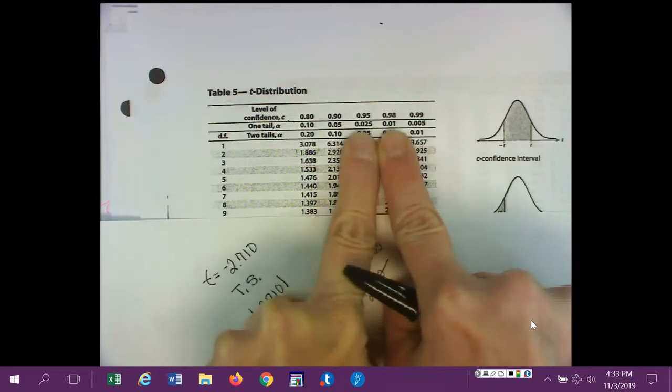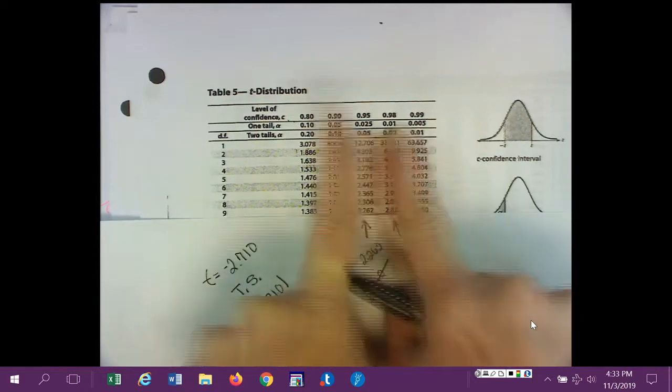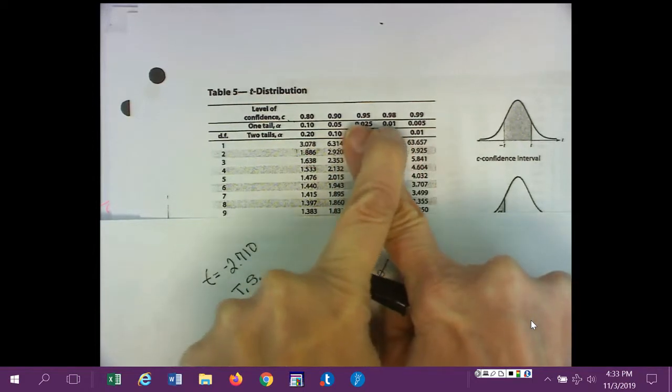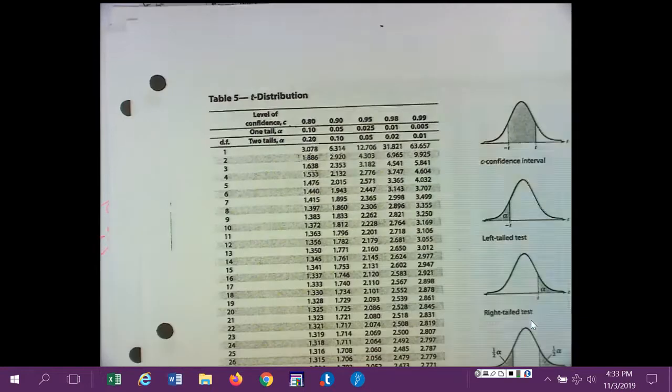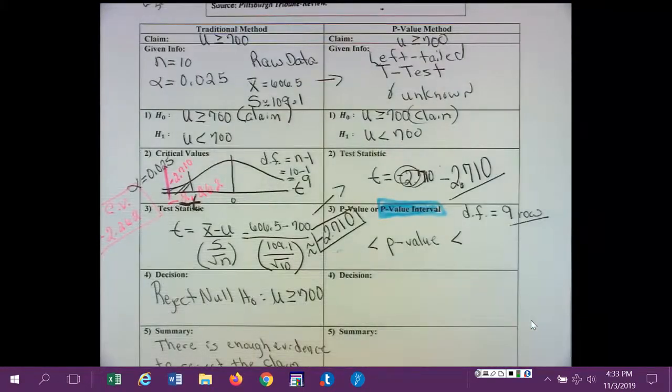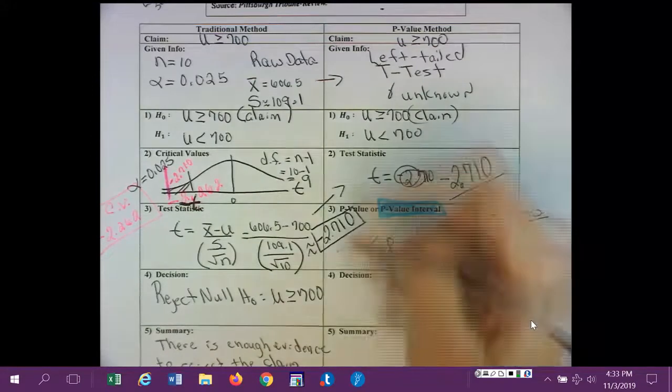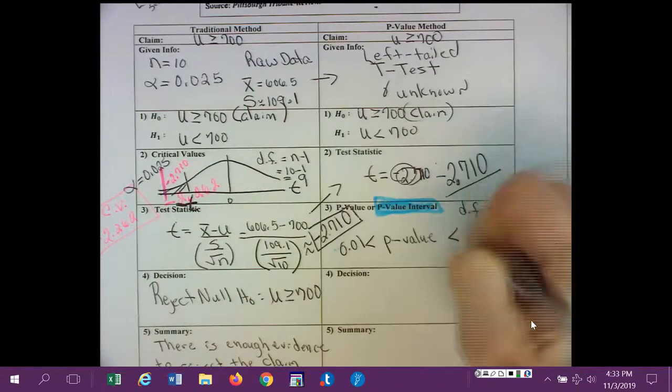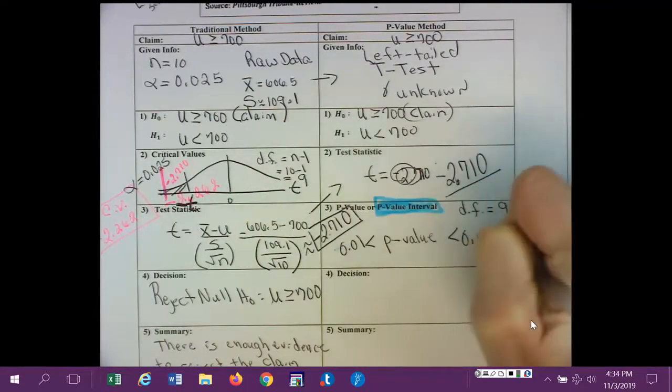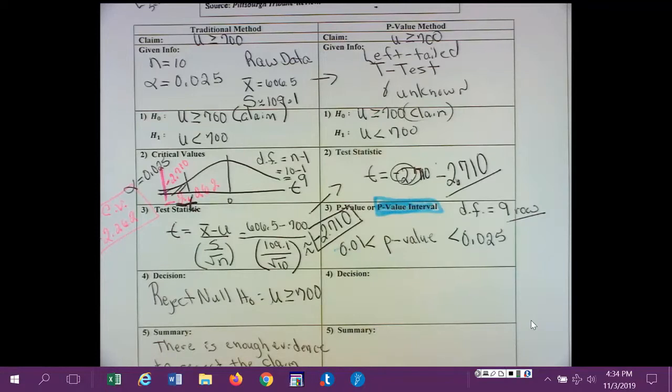If it's a left-tailed t-test, go here, cross fingers. So the possibilities of our p-value are as follows, when we crossed our fingers. So whatever our p-value is, our p-value is going to be between 0.01 and 0.025, whatever it may be.